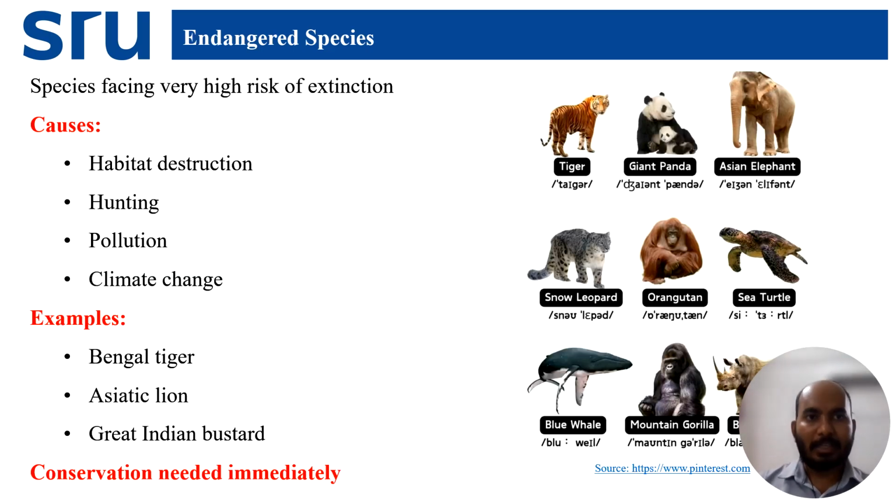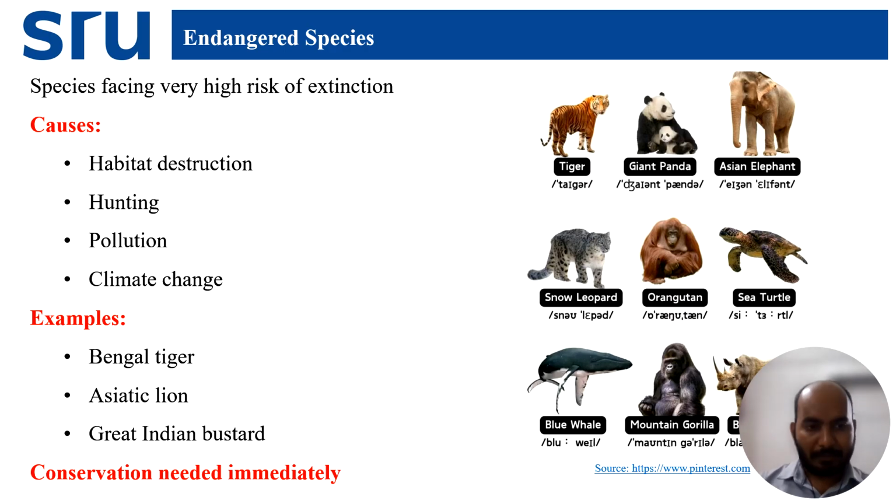The next one is endangered species. Endangered species are organisms facing a very high risk of extinction. The main causes include habitat destruction, hunting, pollution, and climate change. Examples are the Bengal tiger, Asiatic lion, and Great Indian bustard.